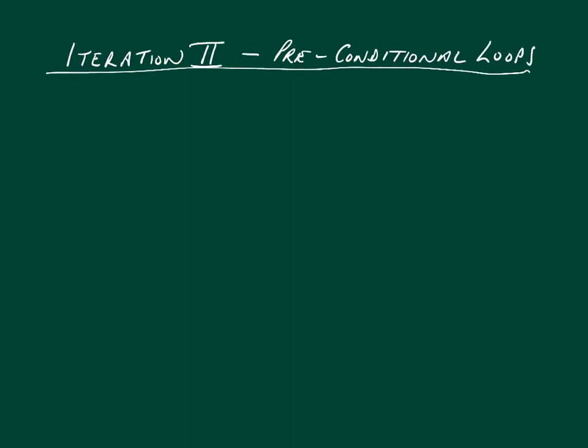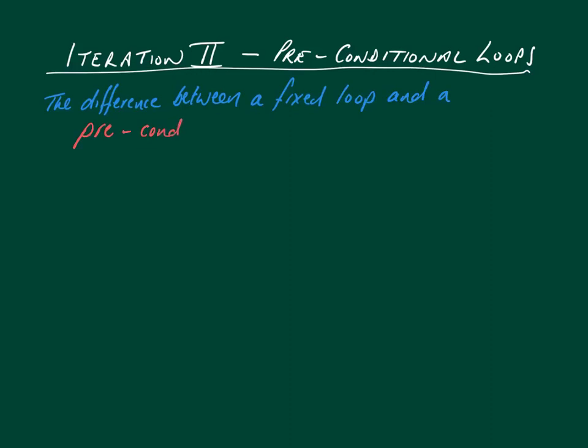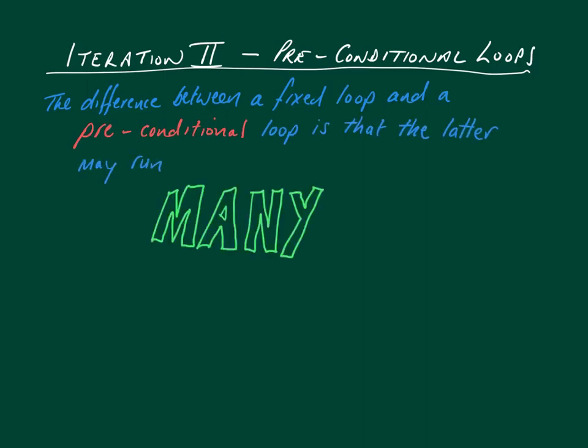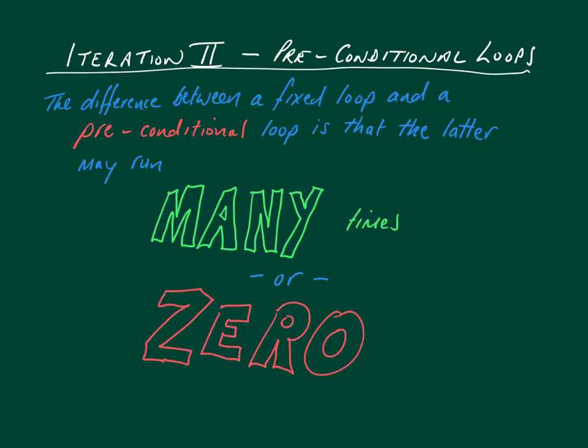Whenever this fixed loop is run, it will always run 10 times. But in this new type of iteration, the preconditional loop, the difference between a fixed loop and a preconditional loop is the fact that the preconditional loop might run many times, or it could run 0 times. The number of times it runs depends entirely on the test or the condition that you perform before the loop starts.